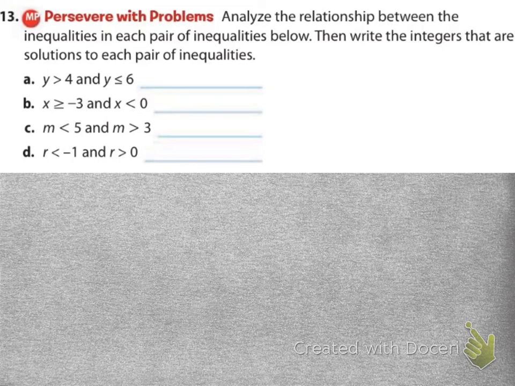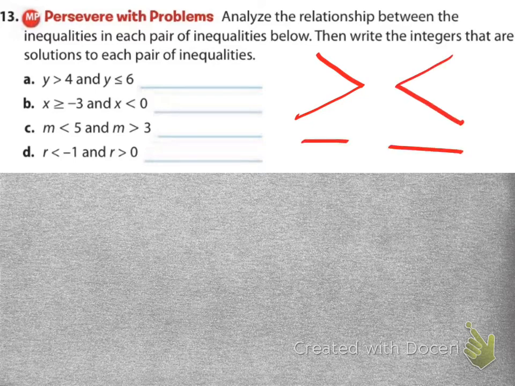All right, number 13 says, analyze the relationship between the inequalities in each pair of inequalities below. Then write the integers that are solutions to each pair of inequalities. Once you get the hang of understanding what these symbols mean, because a lot of times you guys don't understand. If I showed you this symbol and I asked you what the words were, a lot of you wouldn't remember that it's greater than. And that's going to be something that's really important that you remember. It's greater than. So greater than, we're going to remember, and less than we're going to remember, and then it's just a matter of adding the equal to underneath.